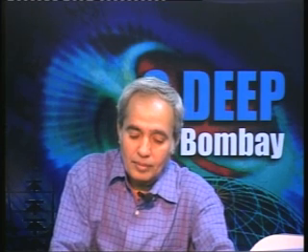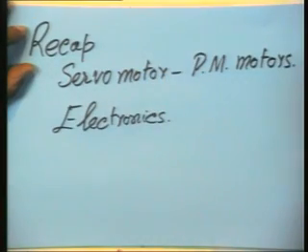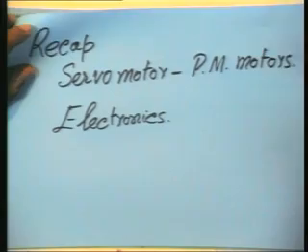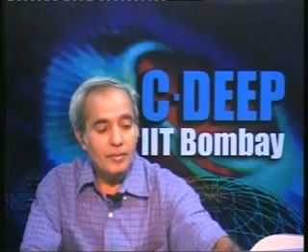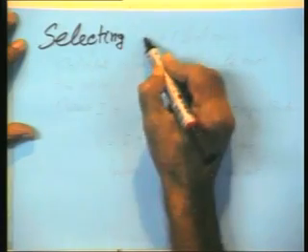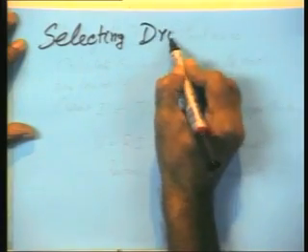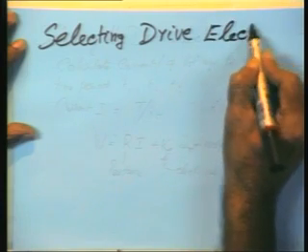Now this is the electronics, the power side, how to select it. We will briefly look at that before we pass on to stepper motors. Now the drive electronics. There are other electronics for the feedback control and all that, but we are only examining the drive electronics for the servo motor.